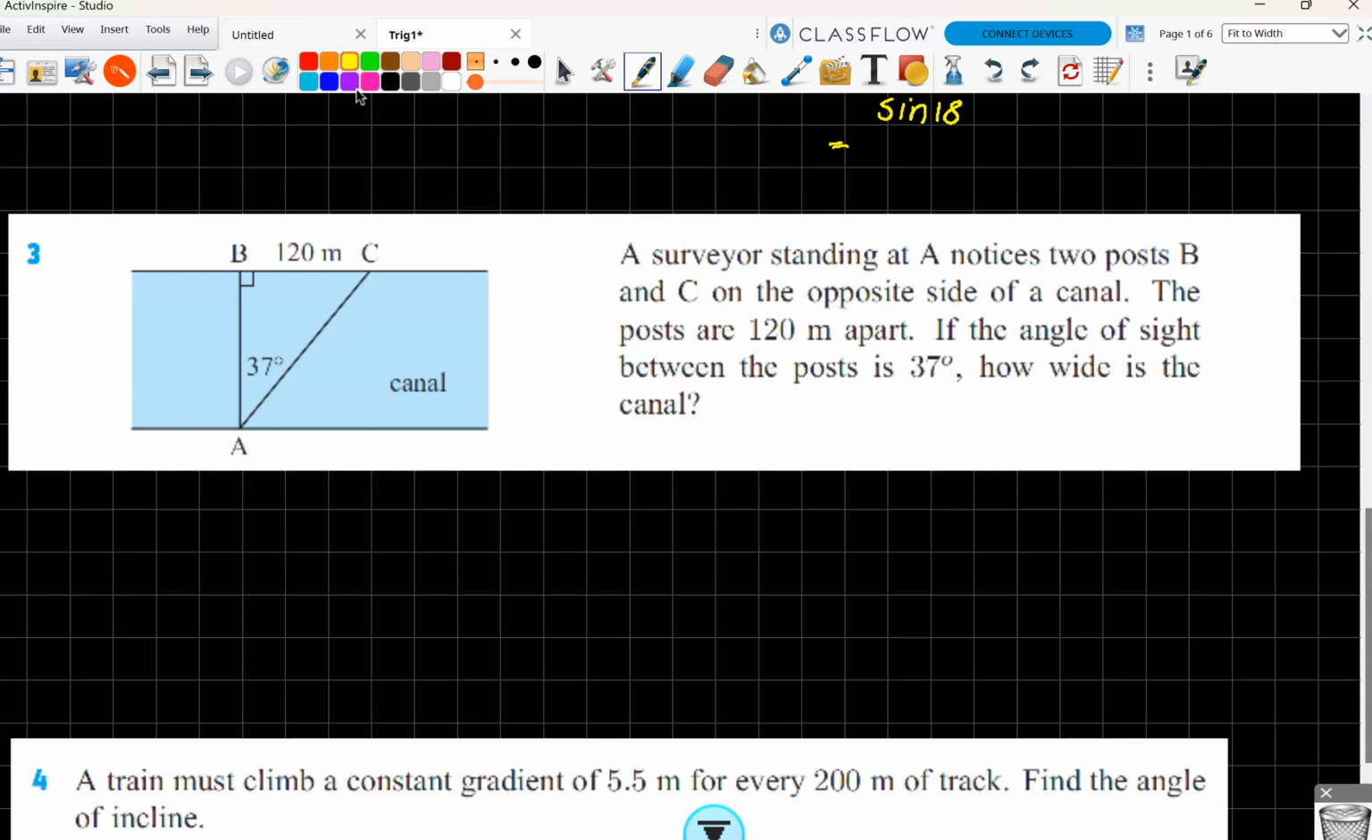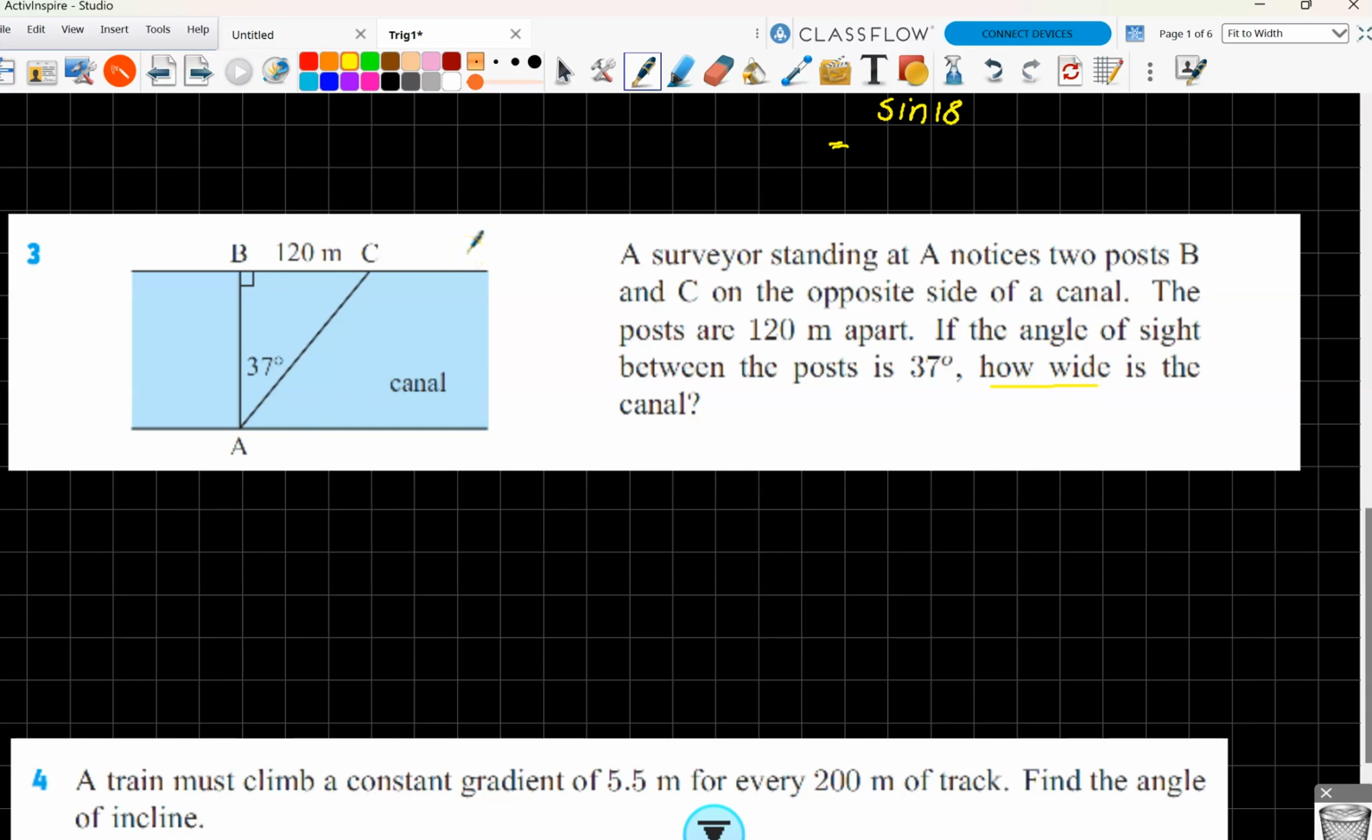A surveyor standing at A notices 2 posts. The posts are 120 metres apart. Okay, it's labelled. Very often you're probably not going to get a diagram. You will just have to draw it yourself. So get used to reading the question and then creating a diagram. The angle of sight between the posts is 37. How wide is the canal?